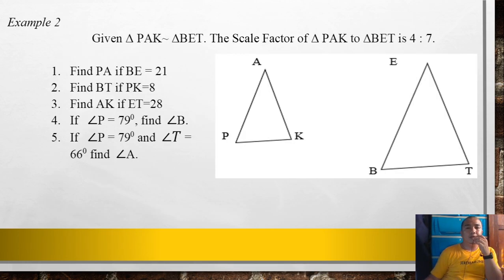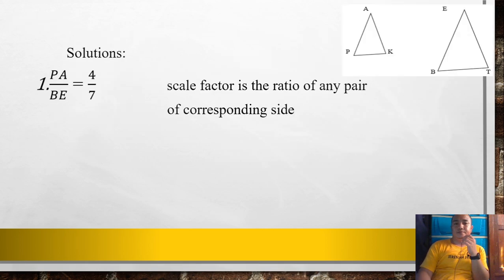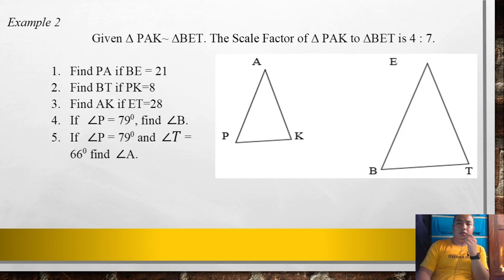Example 2. Triangle PAC is similar to triangle BET. The scale factor of triangle PAC to triangle BET is 4:7. That is the scale factor. Now, find PA if BE is equal to 21. Solution. So, the scale factor is 4/7, and we're trying to find PA if BE is 21.